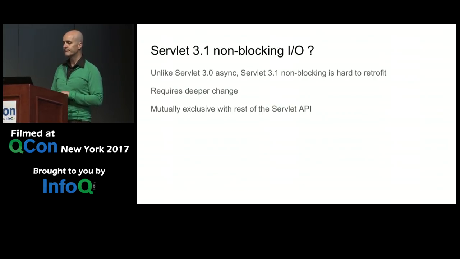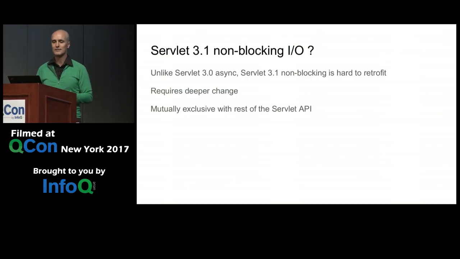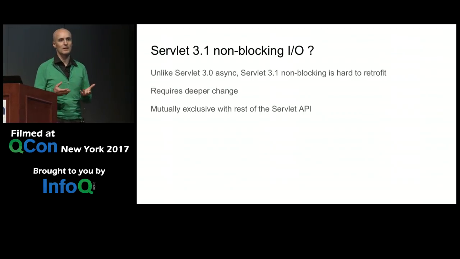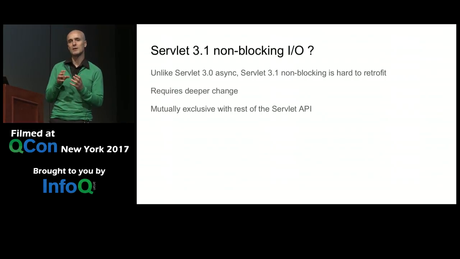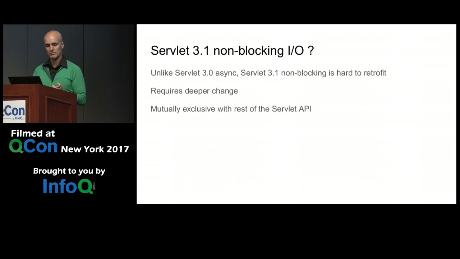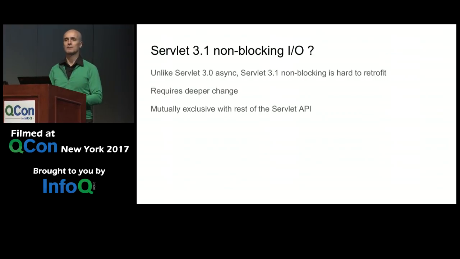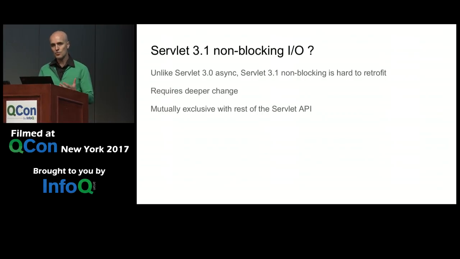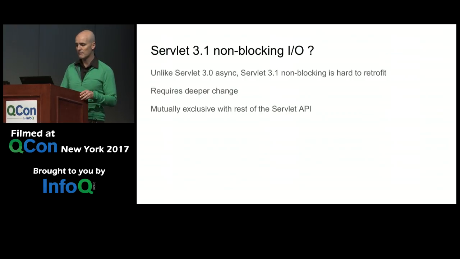Servlet 3.1 non-blocking I/O. Well, this is what I mentioned earlier, that unlike the Servlet 3.0 async, with Servlet 3.1 non-blocking, it's actually really hard, impossible, to retrofit into an existing ecosystem of frameworks and applications, because it goes so deep into the framework and stack that you can't undo what has already been written as blocking code. Also, the Servlet API itself contradicts itself. If you go down the path of Servlet 3.1 non-blocking I/O, you have to forget about many parts of the Servlet API. Like you can't call get parameter because that may block trying to read from the request body. So there's all kinds of things like that which practically mean that you can do non-blocking I/O on a servlet container, but not with the rest of the servlet API.